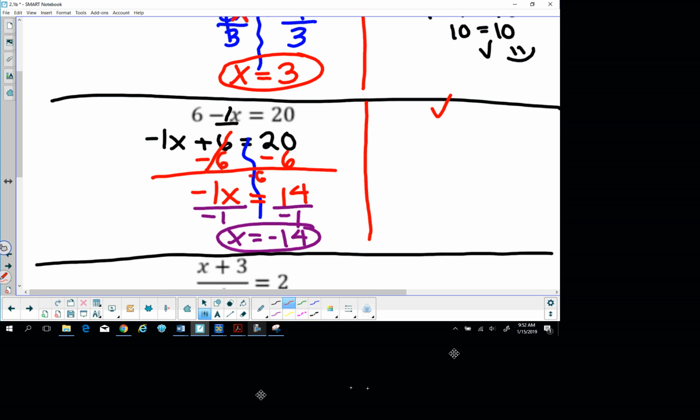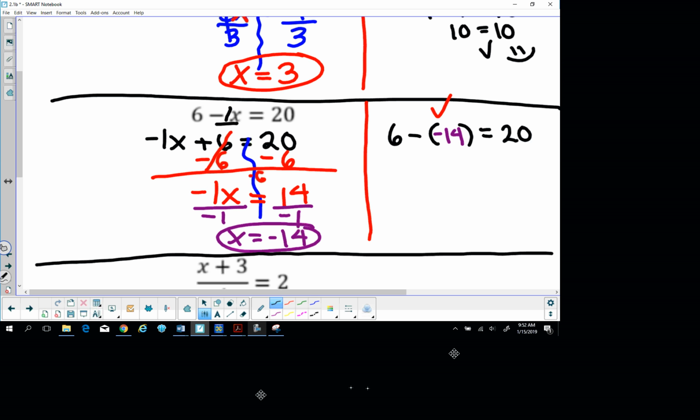Plug it in, right? And so I can use the original equation. 6 minus, and instead of x, I'm going to put what I got, which is negative 14. And you're able to put it in your calculator just like that. When you do that, the answer should be 20. That's what it says right there.